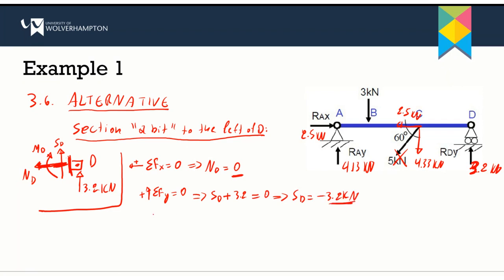And the sum of moments about point D has to be equal to zero. So MD, well, it's the only moment because the distance here is zero. So all the forces have a zero moment. So MD has to be equal to zero. What you will notice is that in this solution, I got exactly the same results that I got in the previous solution over here.